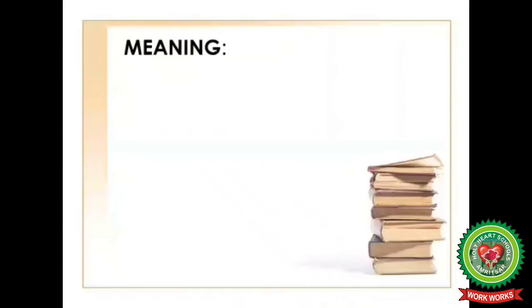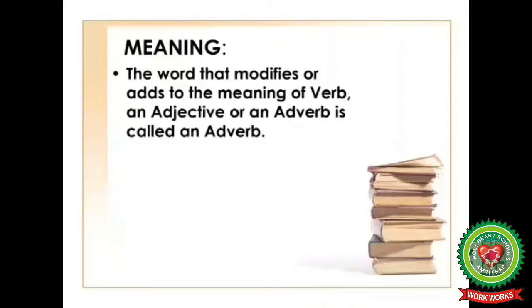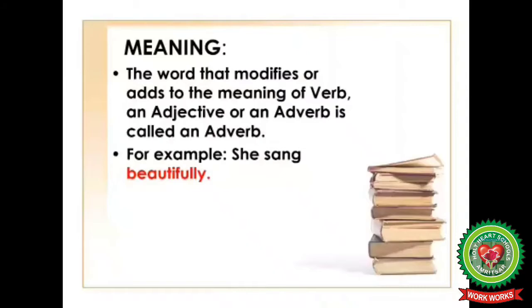Now, first of all, what is an adverb? The word that modifies or adds to the meaning of a verb, an adjective or an adverb is called an adverb. Let us take an example. She sang beautifully. Here, beautifully is an adverb as it modifies the verb sang. She is a very good singer. Here, very is an adverb as it modifies the adjective good.